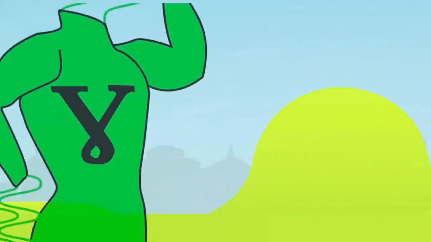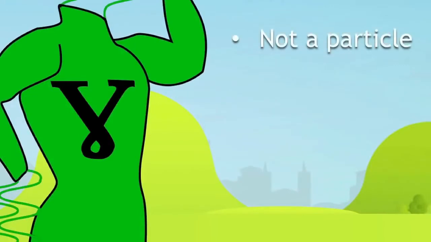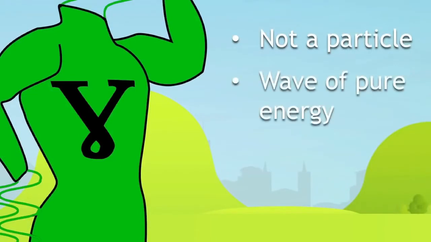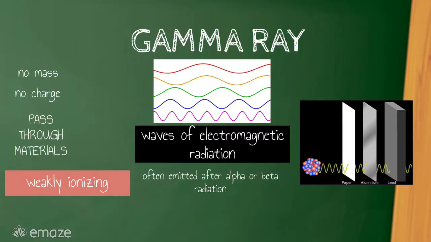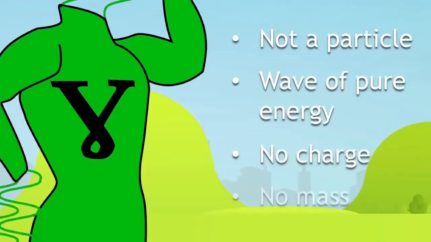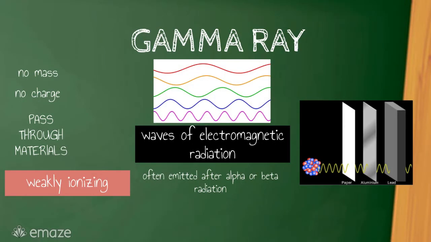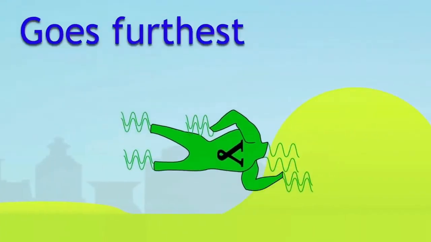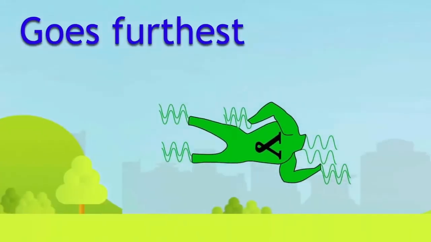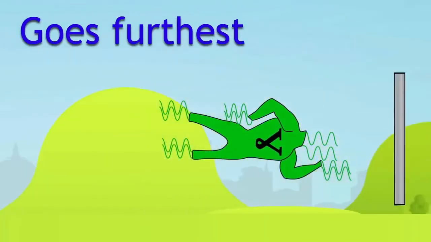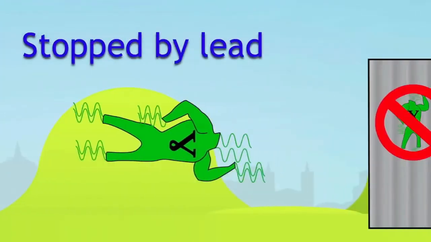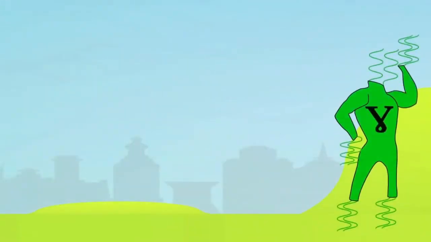Now, gamma rays aren't particles at all. They are actually waves of electromagnetic radiation, and they're often emitted after alpha or beta radiation as a way of the nucleus getting rid of a bit of extra energy. And they don't have any mass or charge. They tend to pass straight through materials rather than colliding with any of the atoms, which makes them only weakly ionizing. This means they can penetrate really far into materials before being stopped. So they can travel long distances in air, and it takes a thick sheet of lead or more than 4 meters of concrete to stop them.